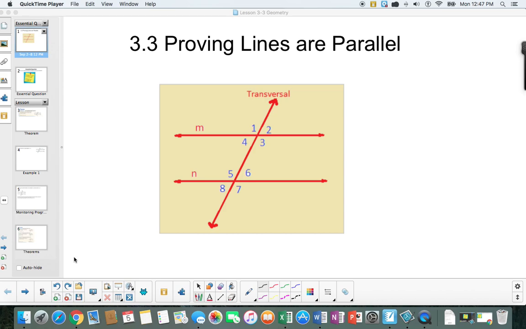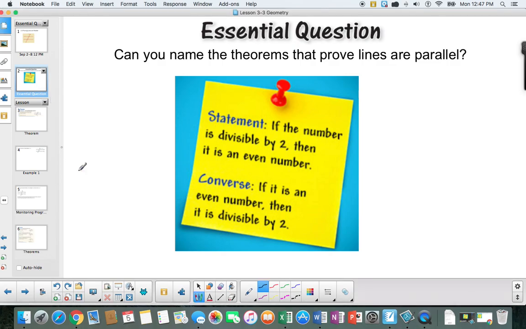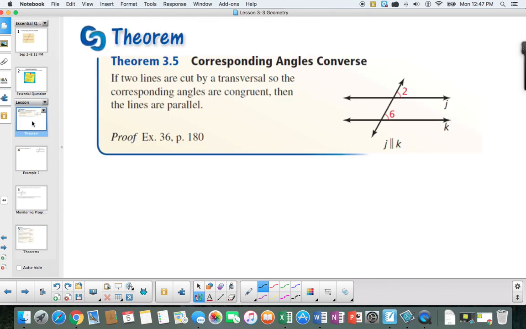Lesson 3.3, Proving Lines Are Parallel. In order to do this, we're going to be using the converses. Our essential question is, can you name the theorems that prove lines are parallel? Let's start with the first converse, which is the corresponding angles converse. We're not going to prove it in this chapter. We'll save it for another chapter.